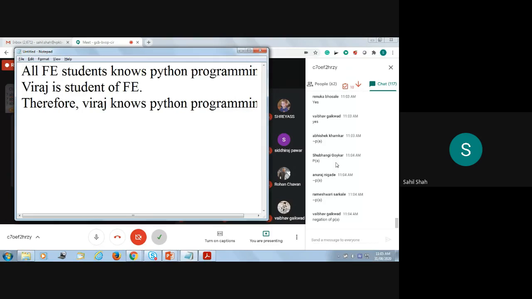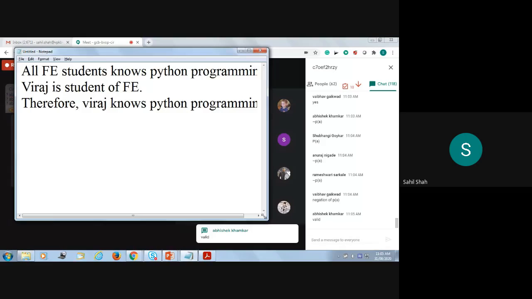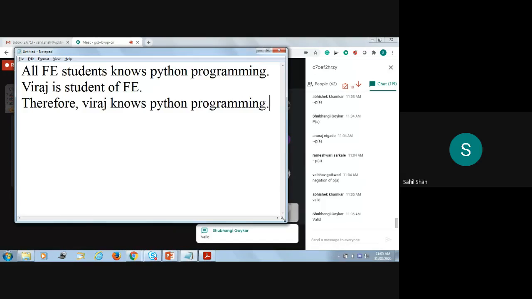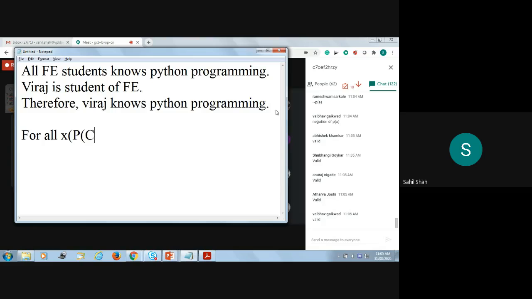Whether it is valid or invalid, that is the question. Valid. Using which law? The very first law that we have seen. What is that law? For all x. What is P of x? That you should write in the exam. X is a student of first year. That is P of x. P of x denotes the predicate x is a student of first year.